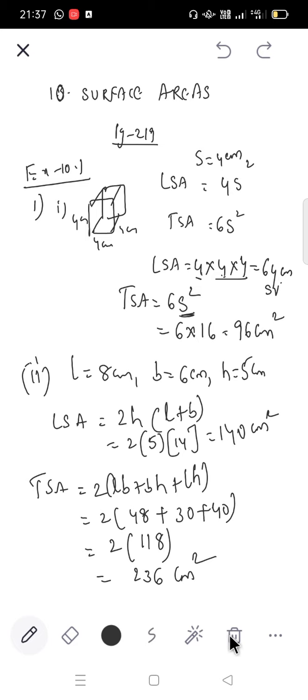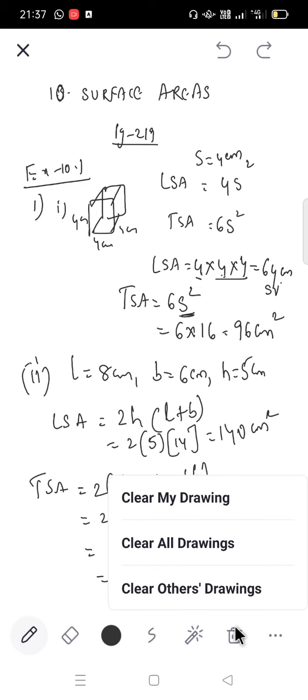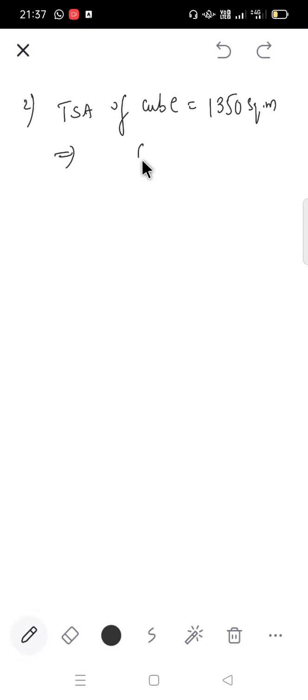Now coming to the next one. Second problem. Find the total surface area of a cube is 1350 square meters. Find its volume. The given TSA of cube is 1350 square meters. That implies, what is TSA of a cube formula children? 6s square. Value they have given now. That implies s square is equal to, this 6 will go this side as by 6.